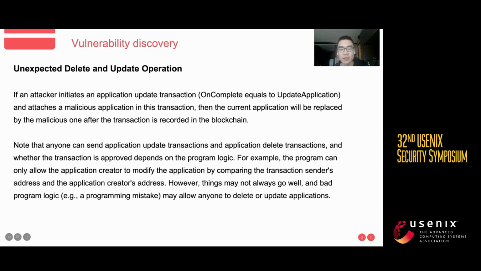Next, the unexpected delete and update vulnerability. The Algorand smart contracts can be updated, and the owner of the contracts can initiate a special type of transaction to upgrade the smart contracts. Note that anyone can send the application update transactions and the application delete transactions, and whether the transaction is approved depends on the program logic. If there is a programming error in the smart contracts, it may result in anyone being able to update or delete the smart contract.